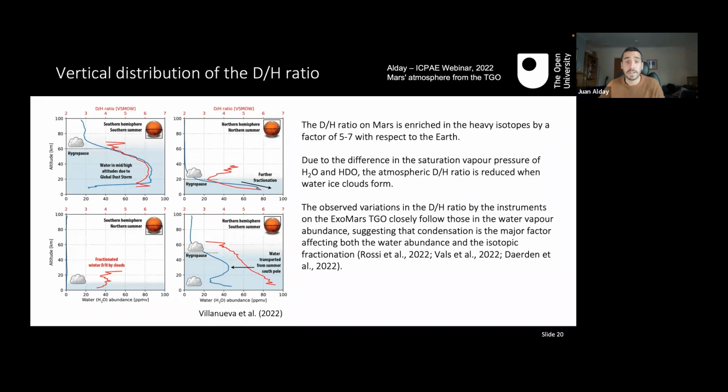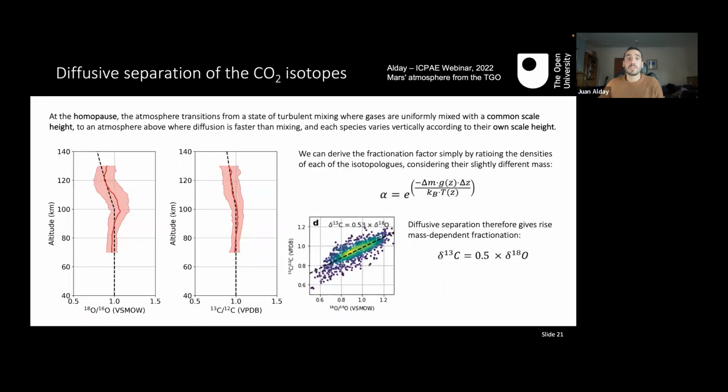And most of the observations that we see in the D2H ratio are indeed consistent with this condensation-induced fractionation effect. Then what about the isotopes in carbon dioxide? Well, in this case, what we observed was a decrease of the heavy isotopes above approximately 100 kilometers. And why does this happen? Well, this happens because of the diffusive separation of the isotopes.